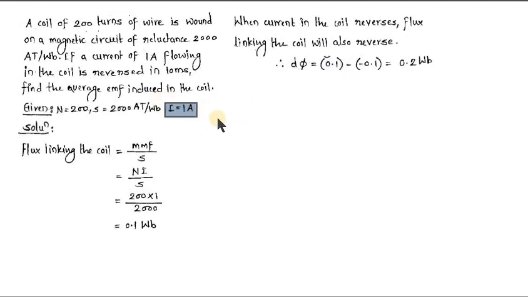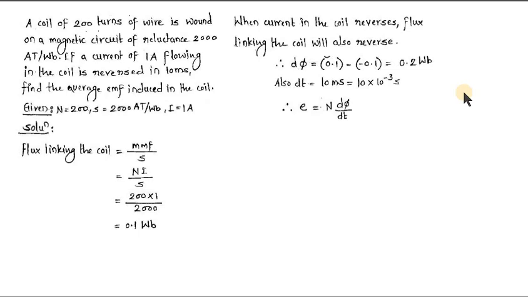So see, 0.1 Weber was the flux produced when 1 ampere current was flowing, and this current was reversed. So current now has become minus 1 ampere. So when current is minus 1 ampere, the flux that will be produced will be minus 0.1 Weber. Hence the change in flux will be 0.2 Weber in that case, and this change is taking place in a time of 10 millisecond. So dt can be noted as 10 into 10 raised to minus 3 second.